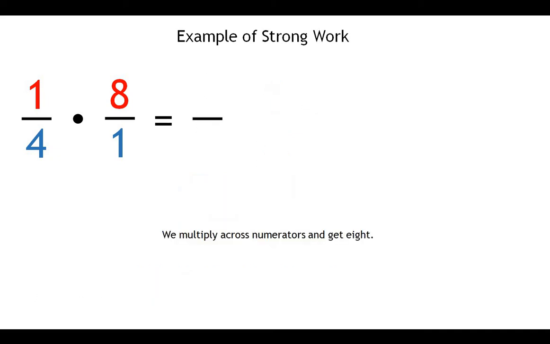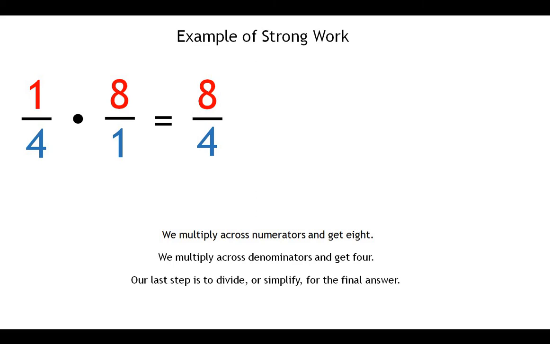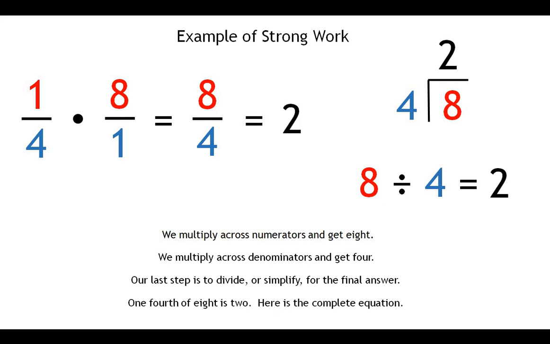We multiply across numerators and get 8. We multiply across denominators and get 4. Our last step is to divide or simplify for the final answer. 1/4 of 8 is 2. Here is the complete equation.